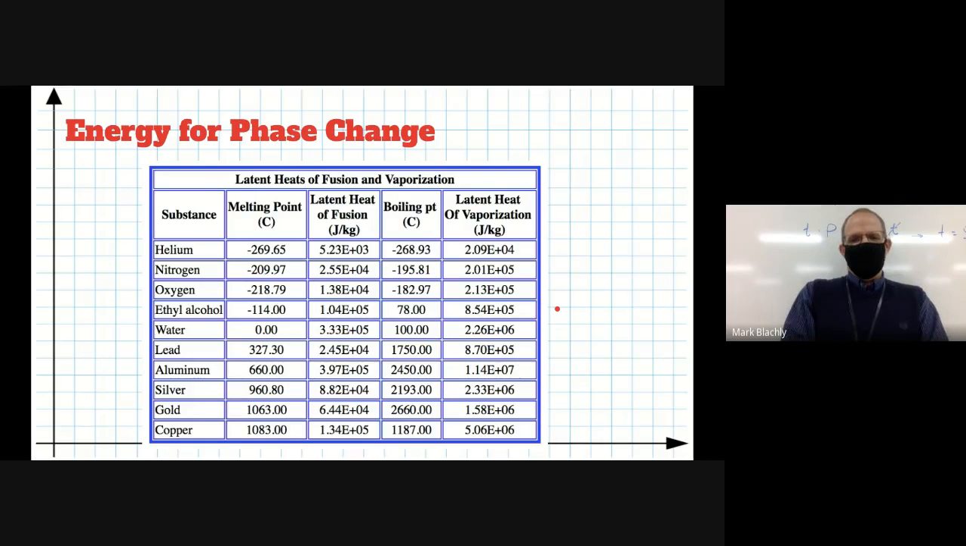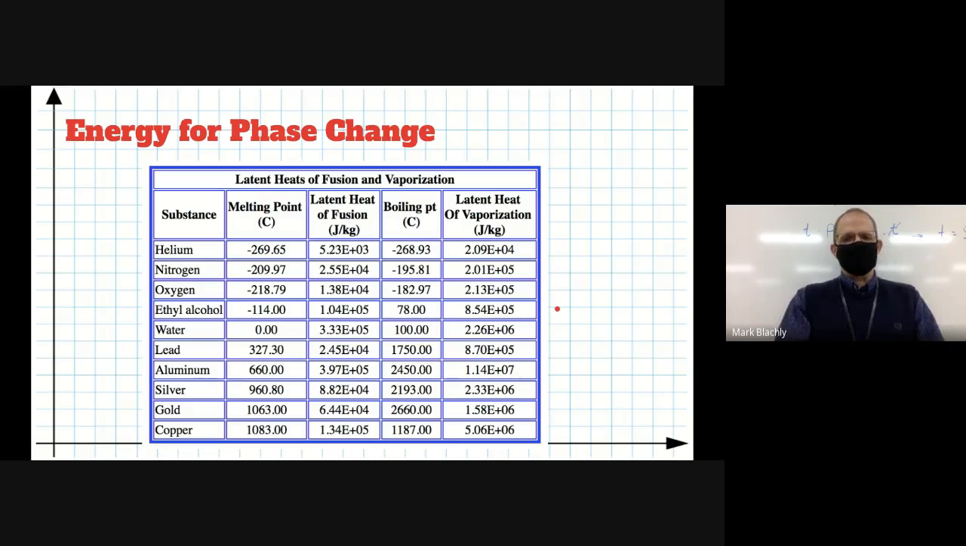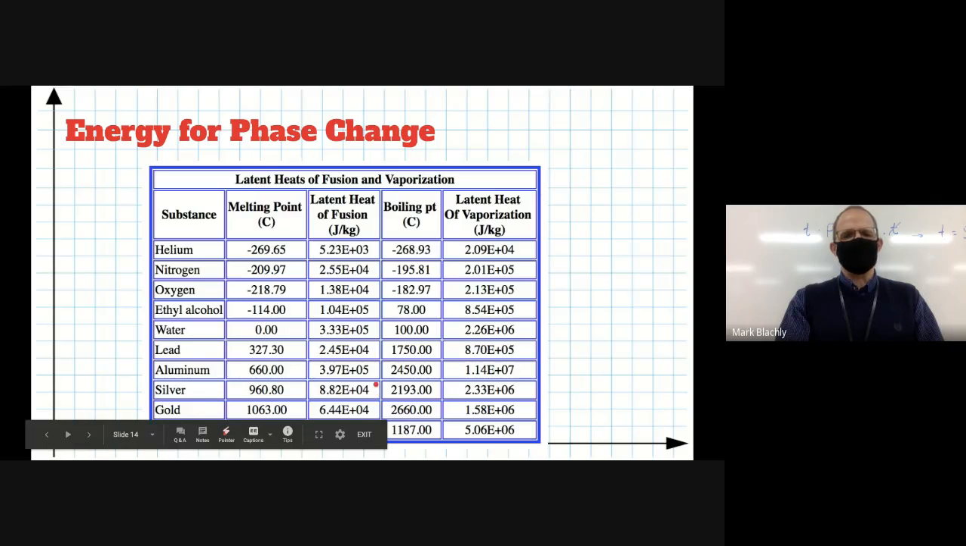Garrett, how much energy does it take to turn a kilogram of silver from a solid into a liquid? We're looking at silver. We're going to go from a solid to a liquid. How much energy will it take for each kilogram? 8.82 e to the fourth. That's it. You got it. So this number right here tells you how much energy you got to add to convert a kilogram of silver from a solid to a liquid.